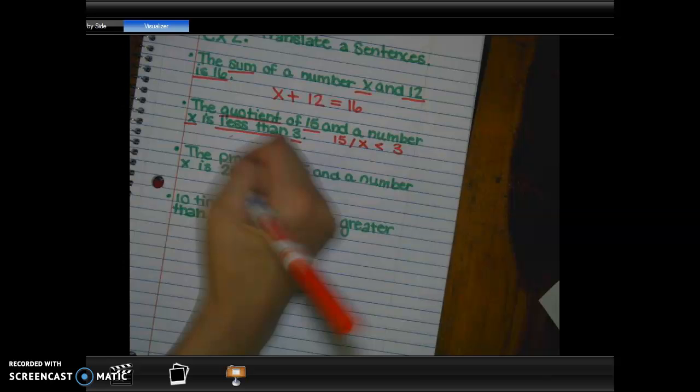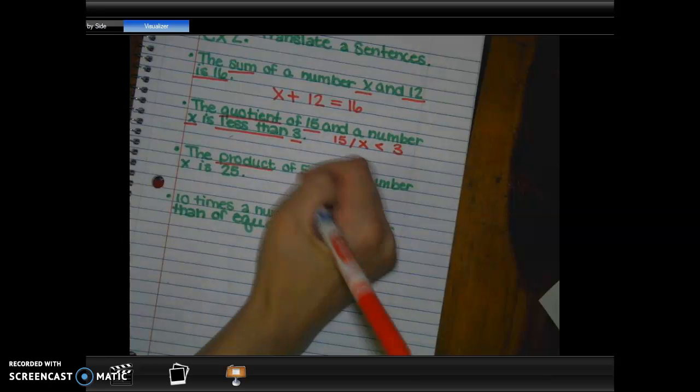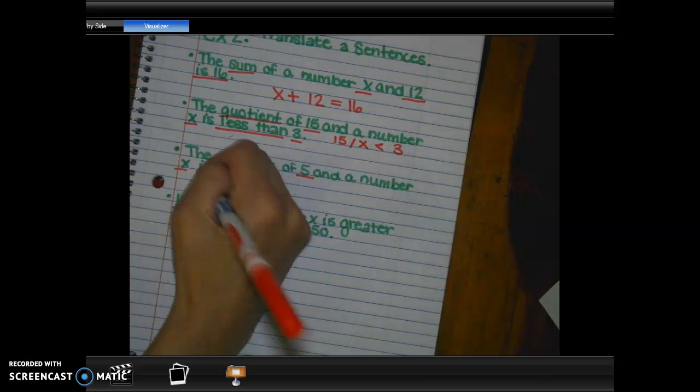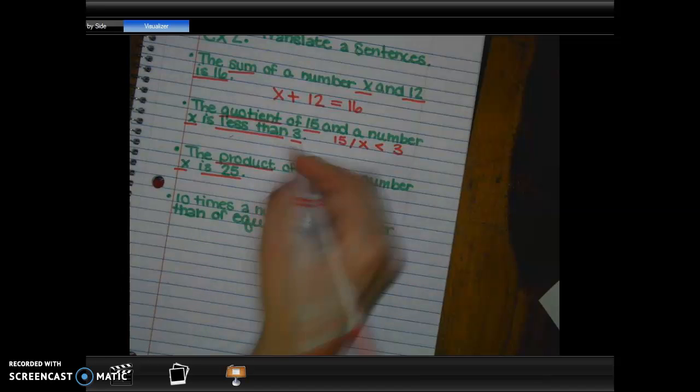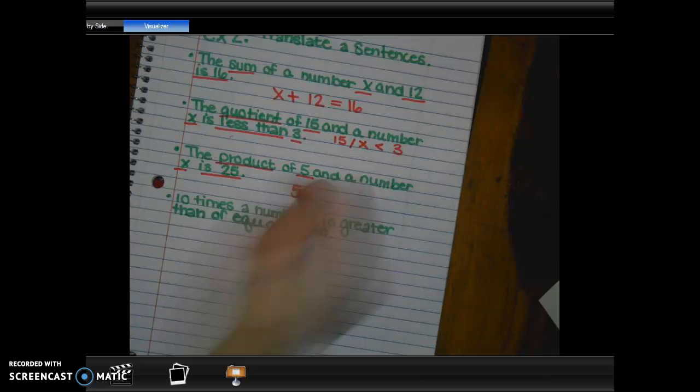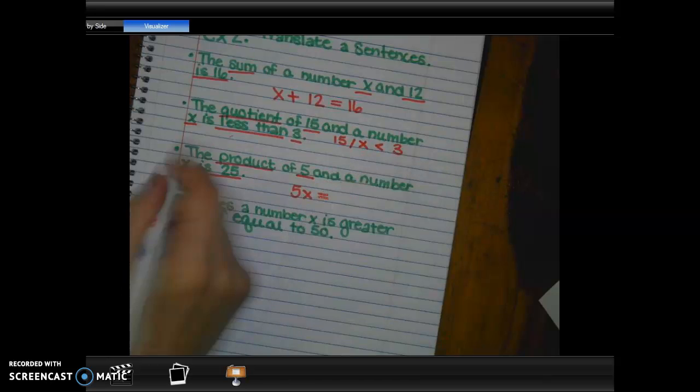Okay. The product of 5 and a number x is 25. So the product means to multiply. Remember, the easiest way to write multiplication is just to write them right next to each other. So we'd say 5x is 25.